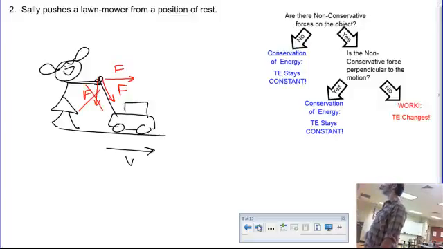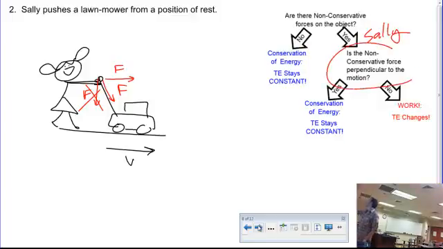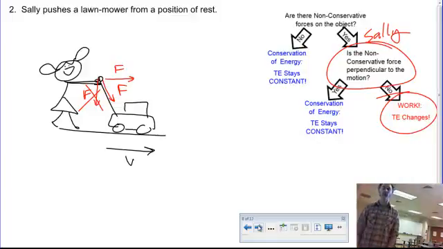As a result, we've got a non-conservative force. Yes, there is a non-conservative force. Sally is a non-conservative force. Is her force perpendicular to the motion? No, she wouldn't push straight down on the mower. So she's going to change the energy of the mower. She gives the mower kinetic energy when she pushes it, so the kinetic energy of the mower is going to go from 0 to something. She's giving the mower energy it didn't have before she started pushing it.